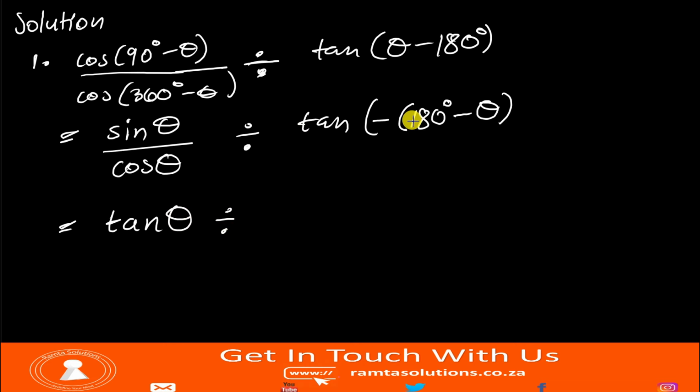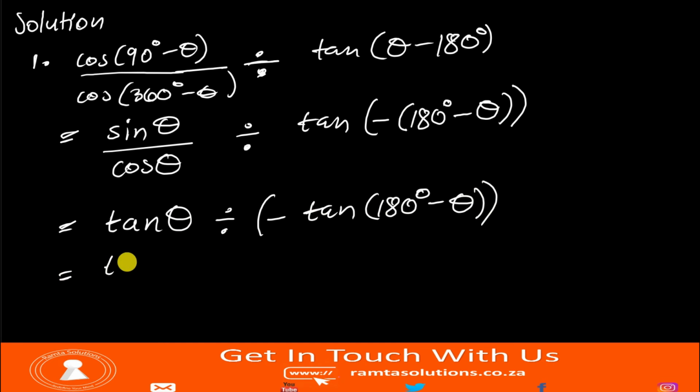Now, this is a negative angle of tangent. What is it supposed to be? It's supposed to be negative. Then what are you left with? Negative tan of (180 degrees minus theta). Hold on, you are not done. Remember, when trigonometric ratios are given in angles that are greater than 90 degrees, you can write those angles as acute angles. We are going to prove that.